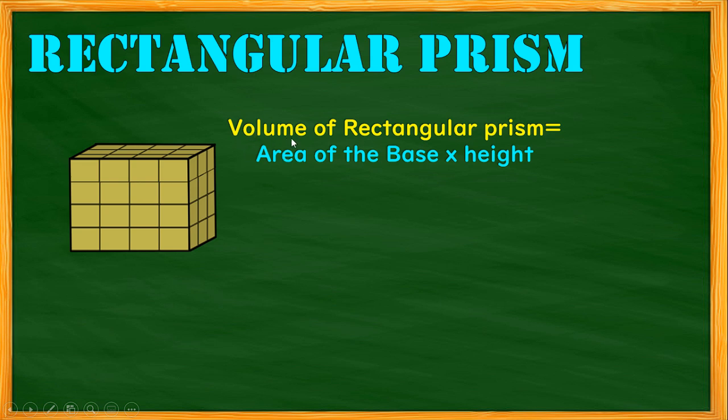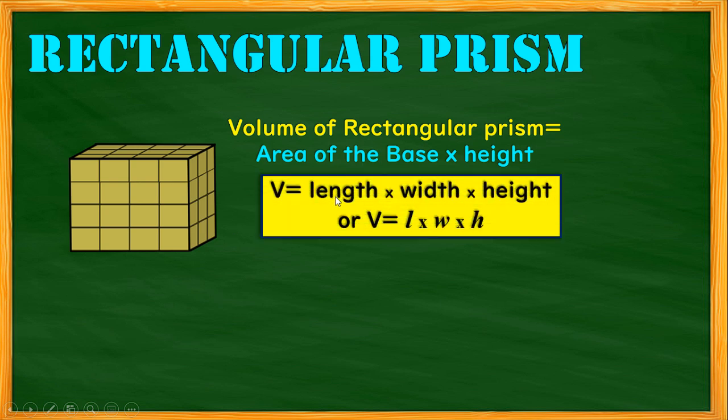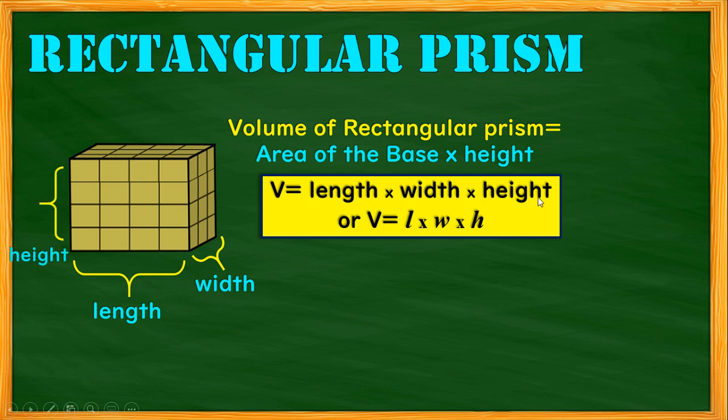Now, the other way to solve for this one is to use the formula. The formula in finding the volume of the rectangular prism is the area of the base multiplied by the height. The area of the base of the rectangular prism is the length multiplied by the width. This would be the area of the base, right? Because the base of this figure is a rectangle, so length times width, then multiplied by the height. This would be the formula for rectangular prism. So volume is equal to length times width times height.